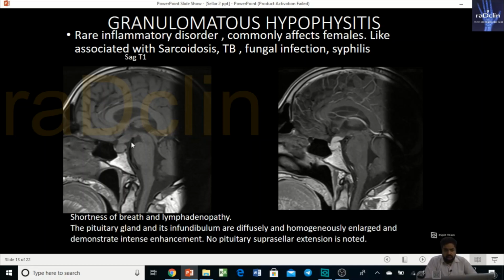Now, when you do an MRI, you can see that the pituitary gland and infundibulum are diffusely and homogeneously enlarged, and there is diffuse intense enhancement. No pituitary or suprasellar extension is noted, and no bony remodeling, erosion or cavernous sinus involvement is seen. So, in this clinical setting, with shortness of breath and lymphadenopathy in a female, this all points to a case of hypophysitis, likely granulomatous. The main etiology could be sarcoidosis, and we need to do further workup for sarcoidosis. This is how you approach with clinical presentation and the imaging.